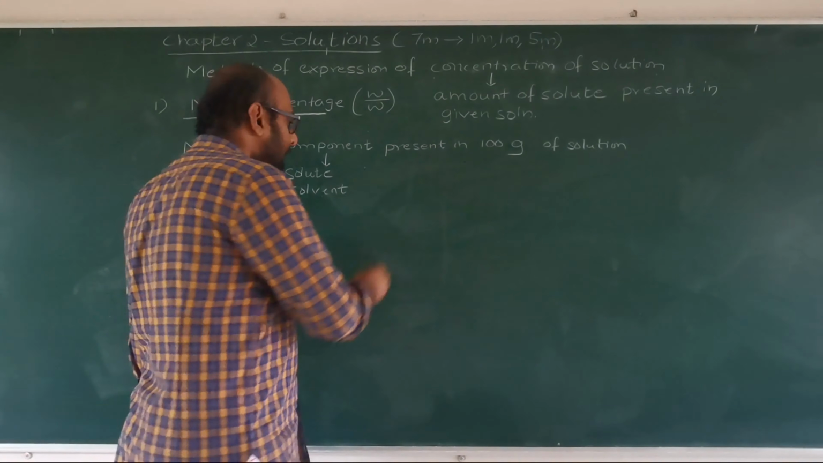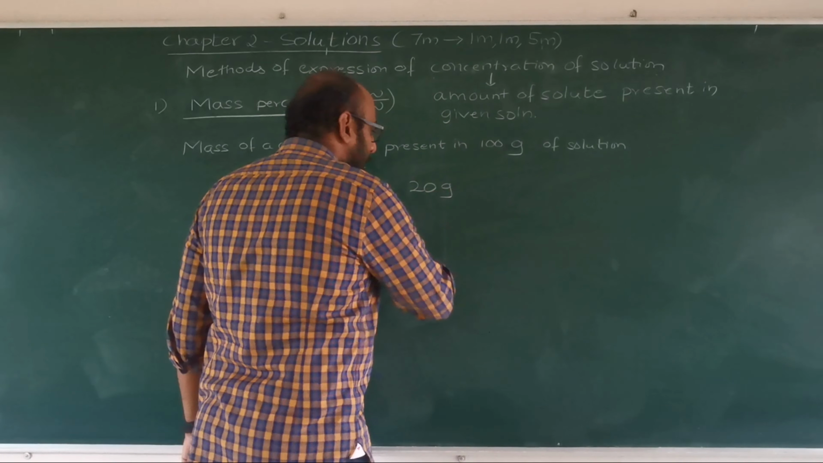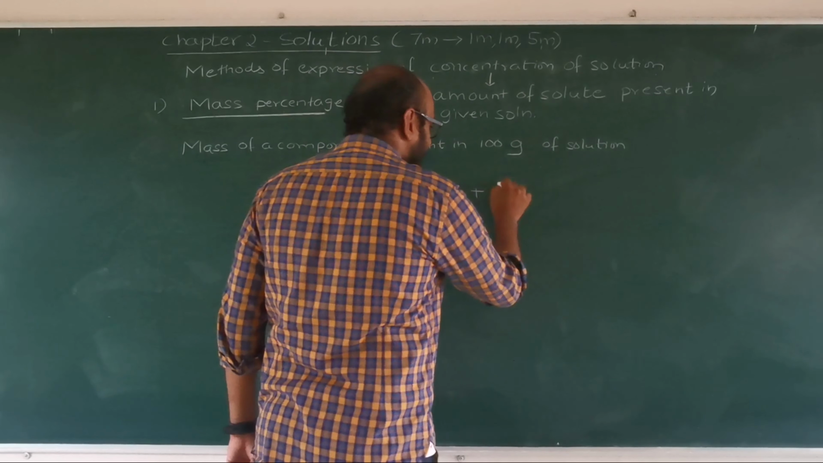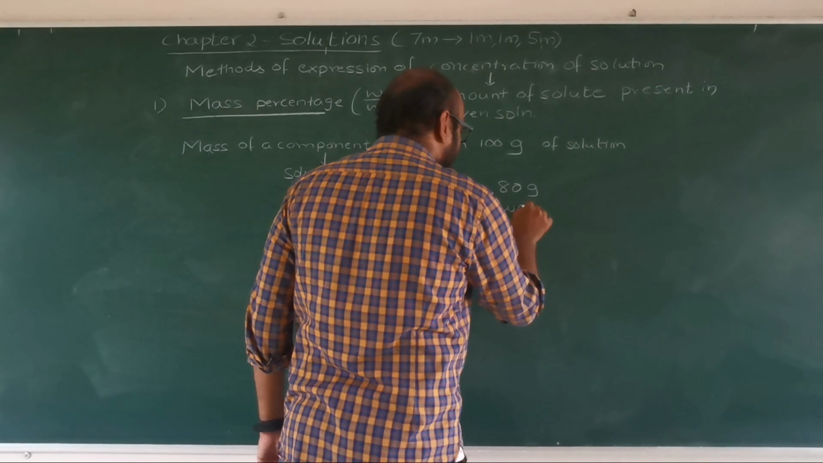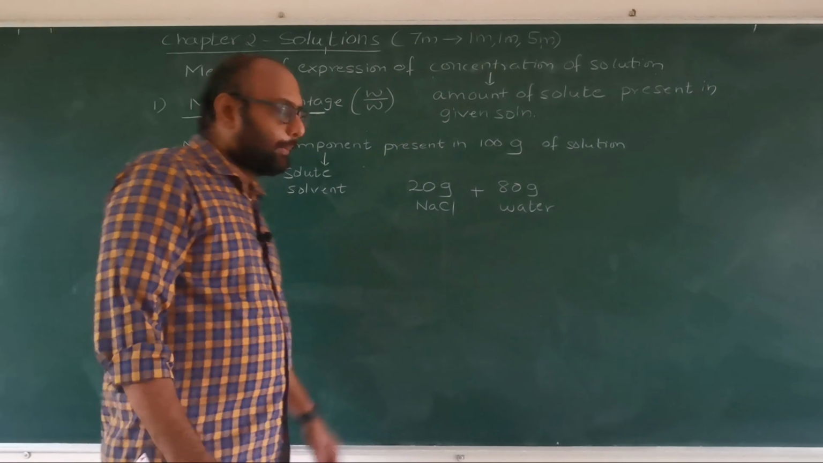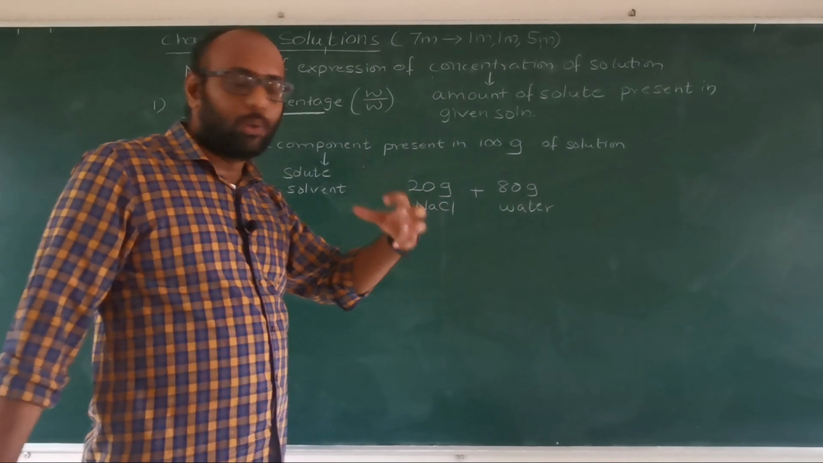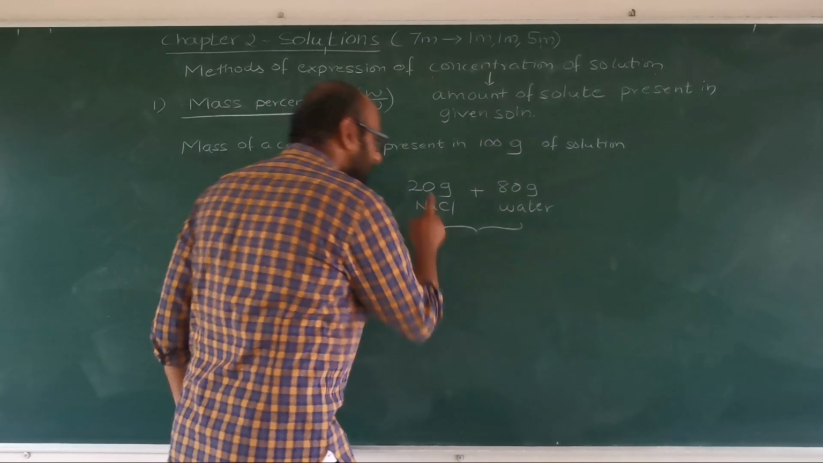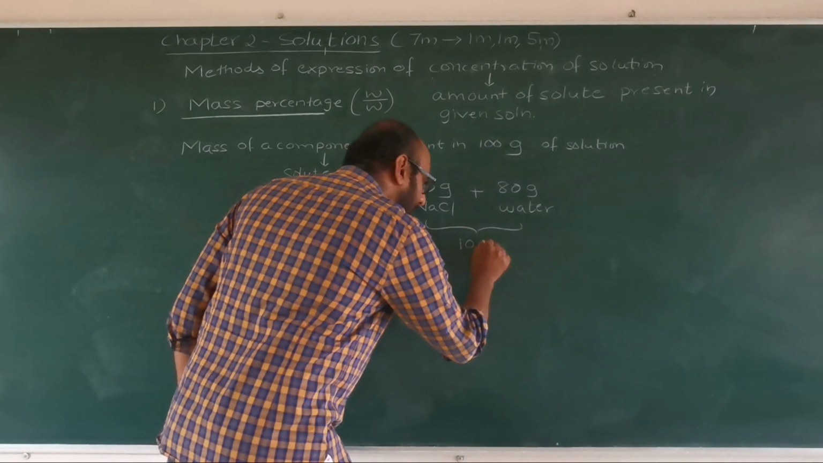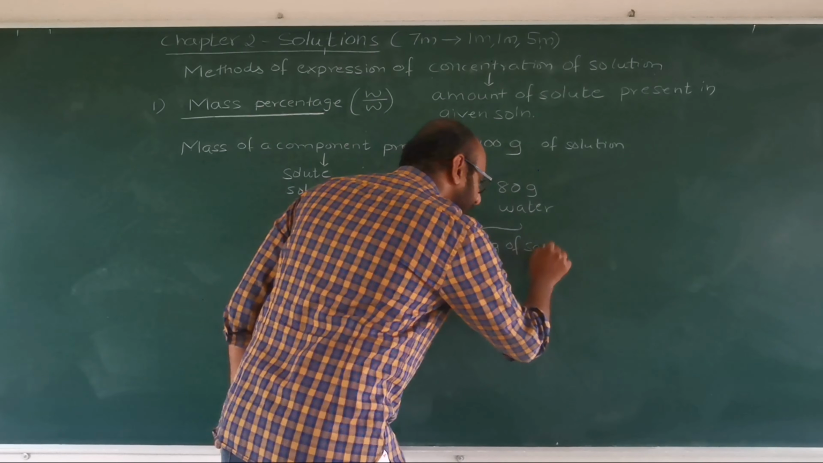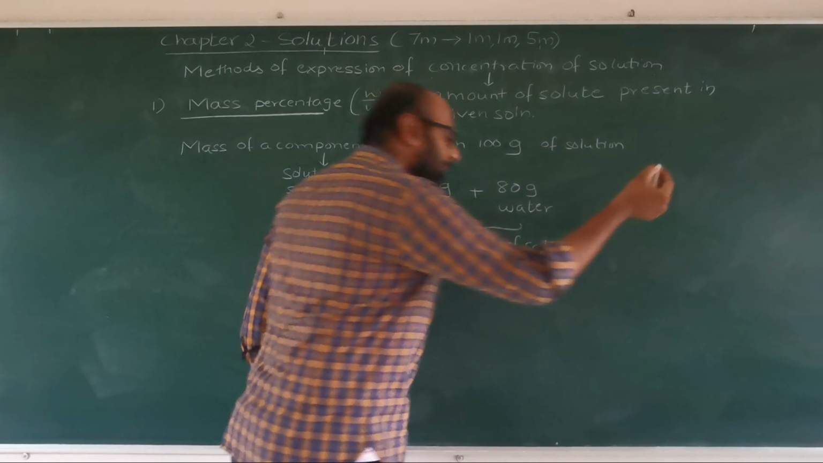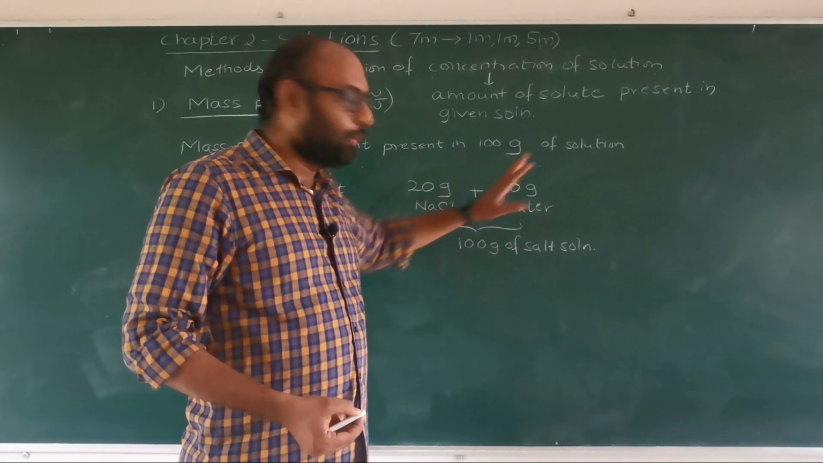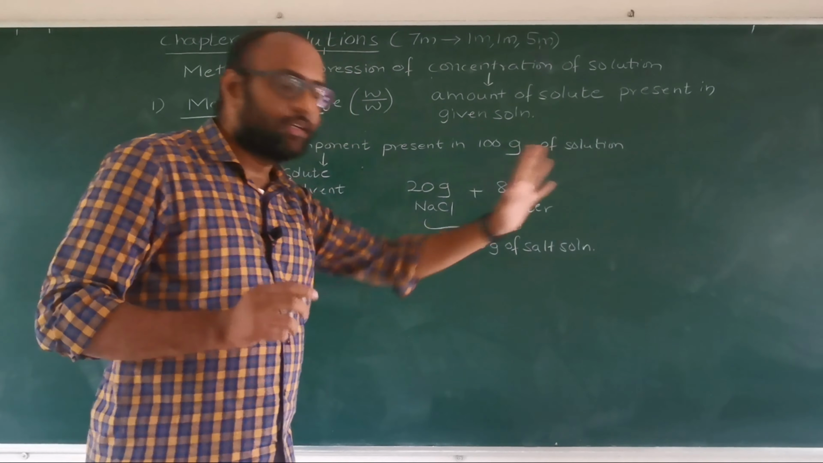For example, 20 grams of salt is dissolved in 80 grams of water. Okay, 20 grams of NaCl, common salt, is dissolved in 80 grams of water. When you mix these, what will you get? 20 plus 80, you will get 100 grams of salt solution.